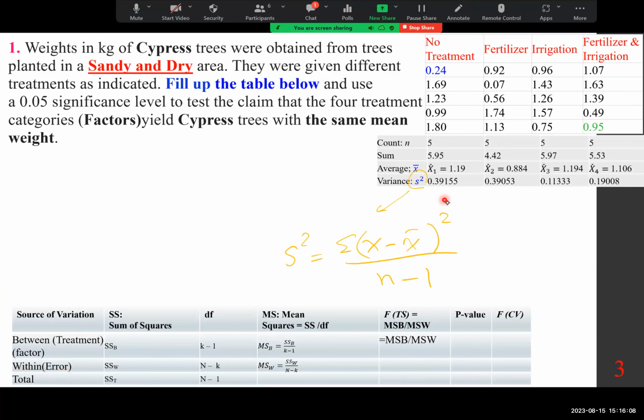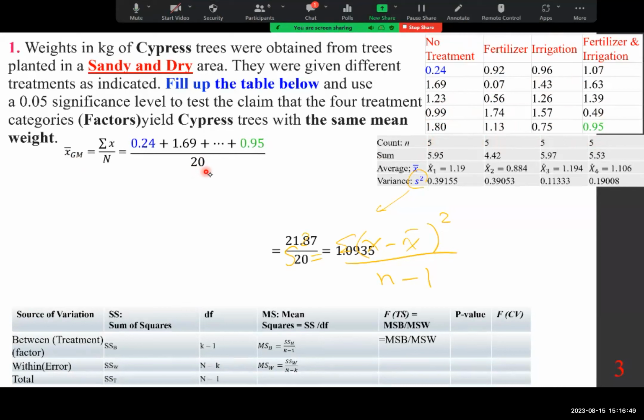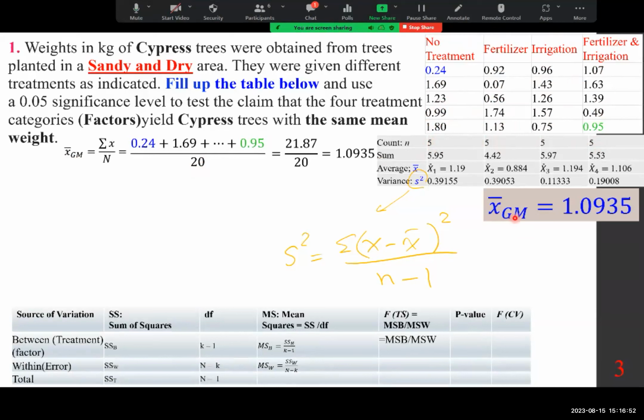All right. Let's do some calculation. We want to see how this one gets filled up. We want to find x bar, or the grand mean. Meaning, what is the mean of everything? So add all of these numbers all the way from here to here and divide by 4 times 5, which is 20. So the very first number is 0.24. The next one is 1.69. Go all the way to the second column, third column, fourth column. Then the last one is 0.95, and however many, because each one is 4 times 5. That's the answer. We call it x bar GM, grand mean.